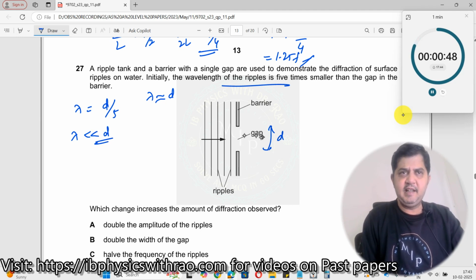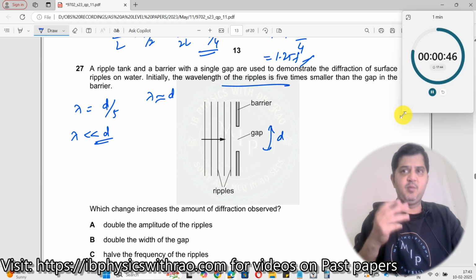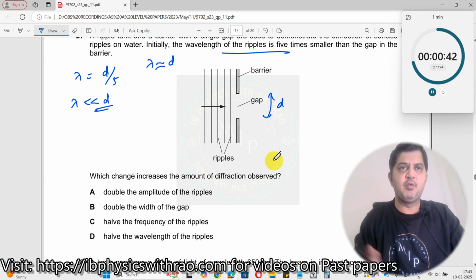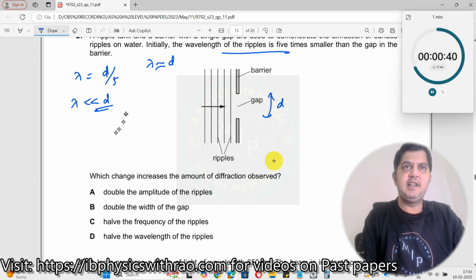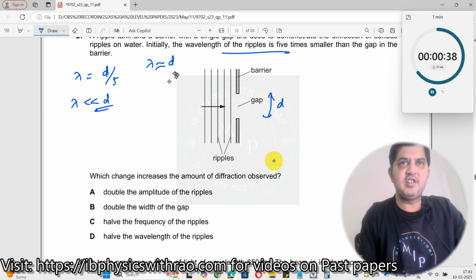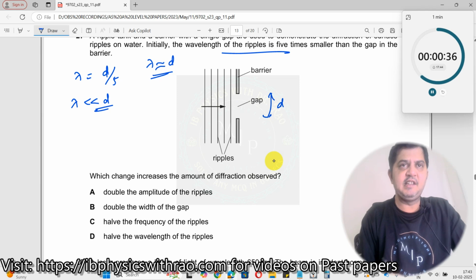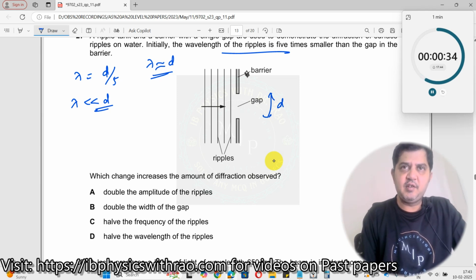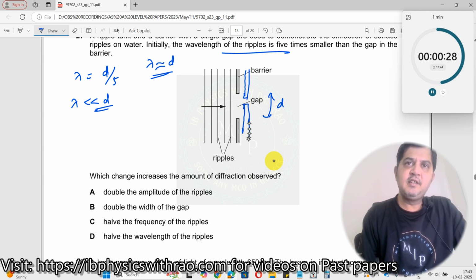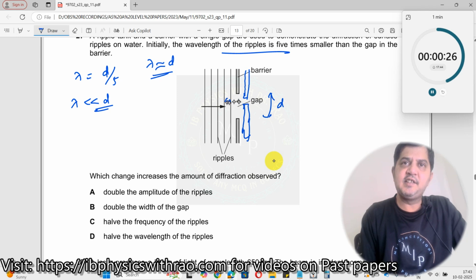So you might get a diffraction but not up to that mark, but you want to see it in a proper way. So what is it that I need to do? I need to see to it that this condition is achieved. Lambda is nearly equal to d, which means what? I should now make this barrier gap smaller like this, so that this distance is equal to this distance, right? That's what I should do. Now let us read this.